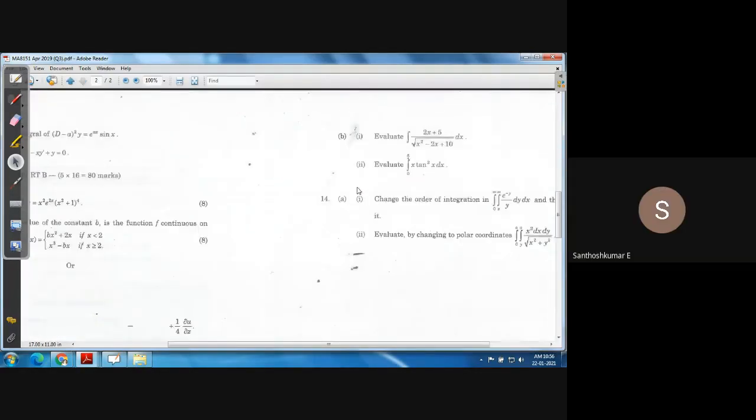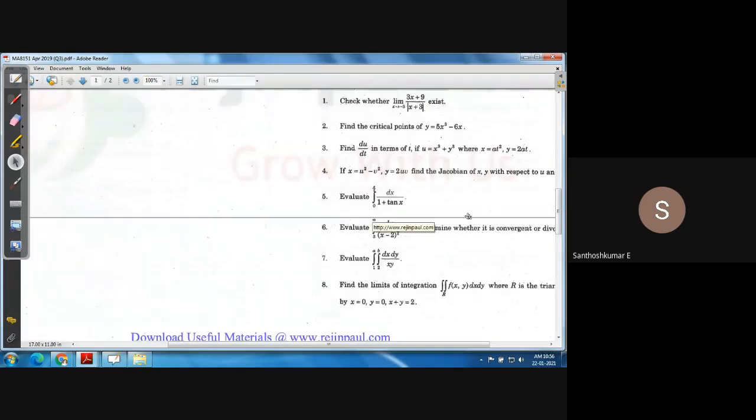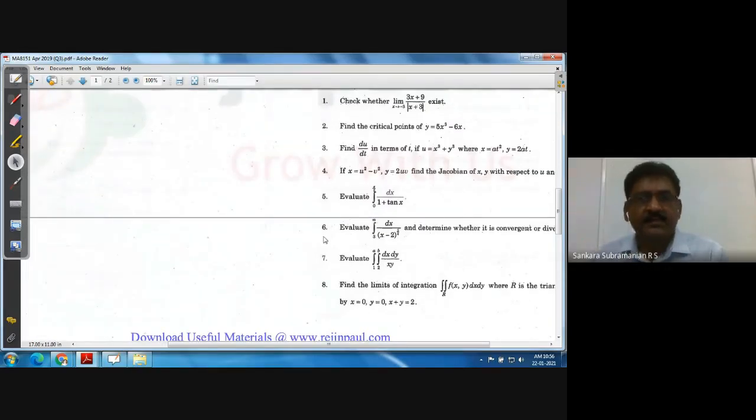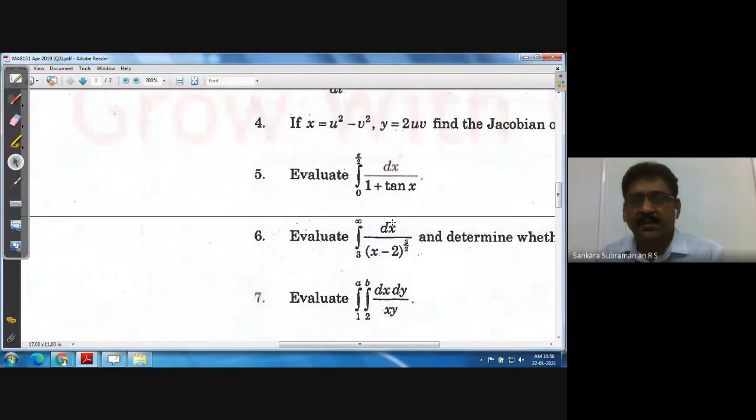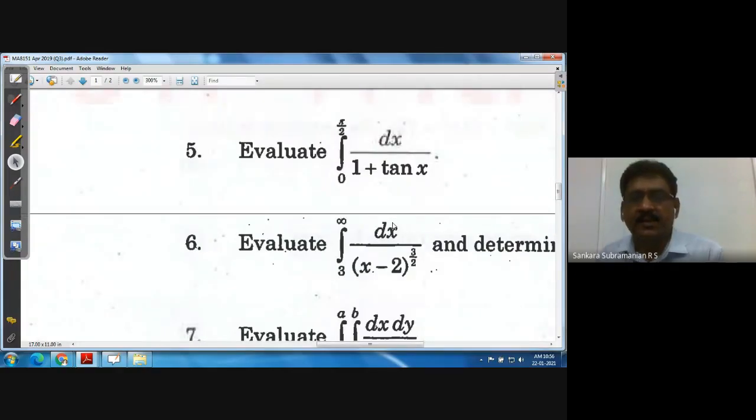Sir, on the fifth one, sir. 1 plus tan x. Evaluate integral 0 to pi by 2. Is it right? Evaluate integral 0 to pi by 2 dx by 1 plus tan x. Second problem, evaluate integral 3 to infinity.